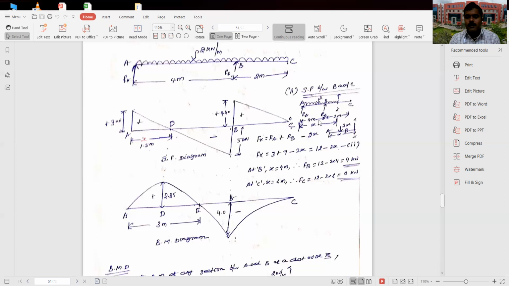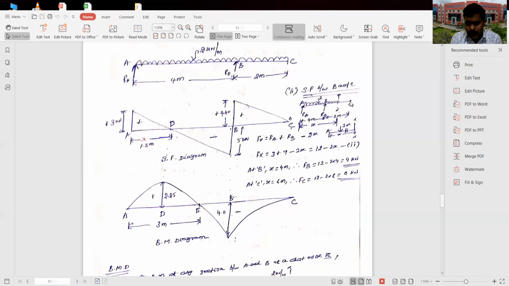So at B point, that is at x equal to 4 meter, the value is equal to 12 minus 2 into 4. 12 minus 2 into 4, 8. So 12 minus 8, 4 kilonewton. So plus 4 kilonewton. So at B point, from the minus, it will increase to plus 4 kilonewton.